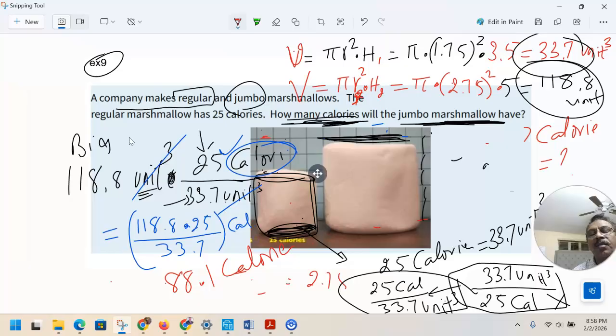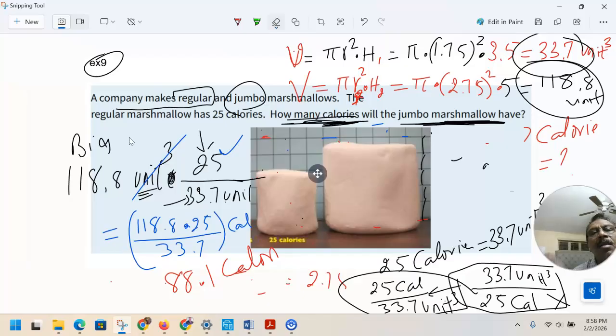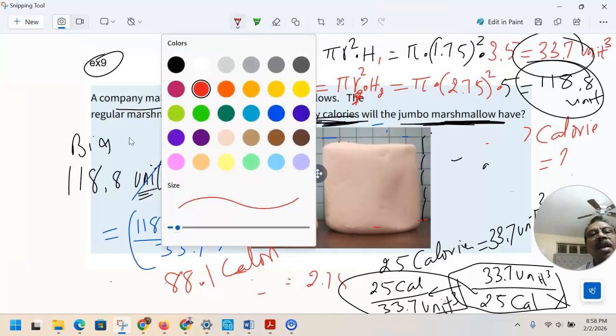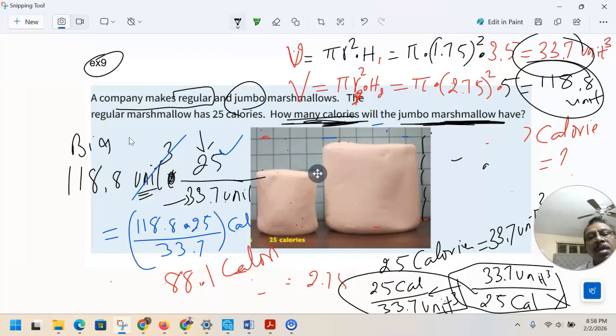Okay, I hope this makes sense to you. One more thing to take note of: if you see the lengthwise, the small and the big marshmallow, the volume doesn't increase in exactly the same ratio. Remember the diameter here we have taken 3.5 and the diameter here was 5. If you take a simple ratio of how big this diameter is, you can do 5.5 divided by 3.5, and this is almost like 1.5 increase.